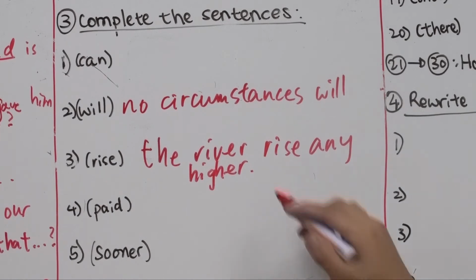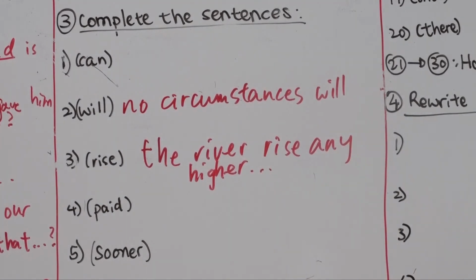Now I assume this one will be easy for you because we've done this before, right? We've practiced this before. Were I you, I would have, not if I were you. Should the river rise, right? Not if the river rise.